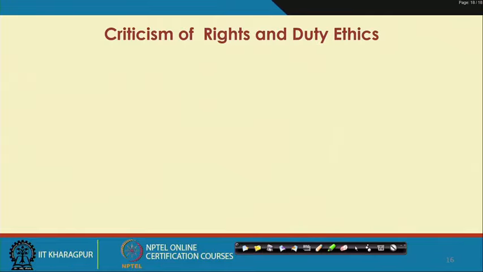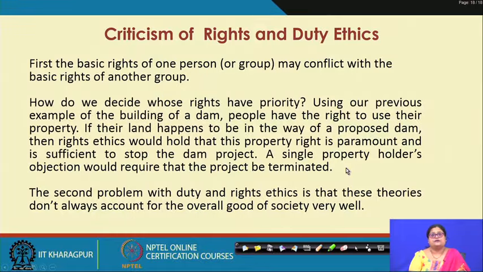Now we will see the criticism of rights and duty ethics. Again, just like the utilitarianism concept that we were discussing, the basic right of one person or a group may conflict with the basic rights of another person or of another group. A dilemma may come, and then whose rights do we prioritize?